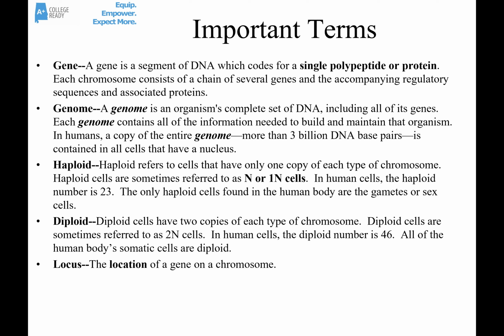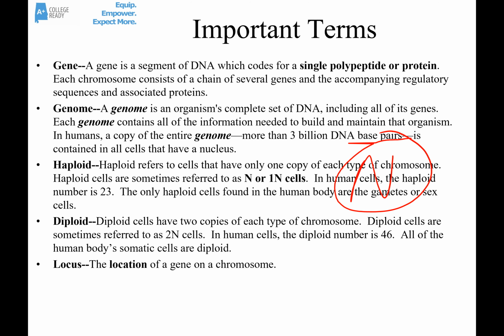The word haploid refers to cells that have only one copy of each kind of chromosome. Oftentimes you'll see it abbreviated as N, meaning one of each kind. In humans, the haploid number of chromosomes is 23. And the only haploid cells found in the human body are the gametes, either the sperm or the eggs.